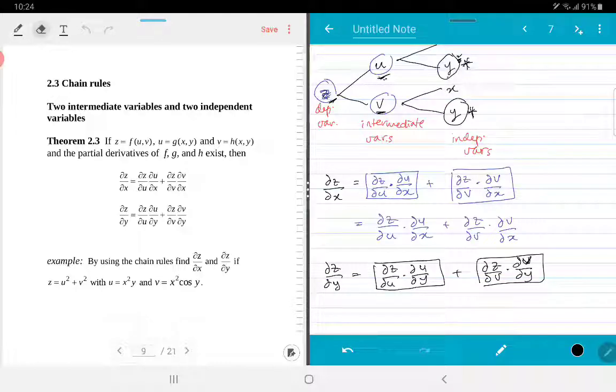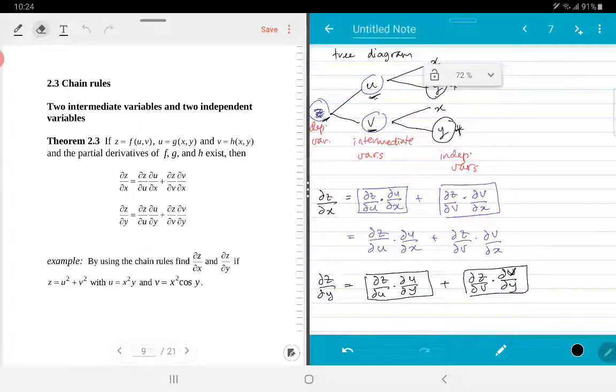Okay, all right, so you don't have to memorize the formula. You just form a tree diagram, and from the tree diagram you would be able to know how many terms you should have to find partial z, partial x, and partial z, partial y. Okay, now let's look at an example.